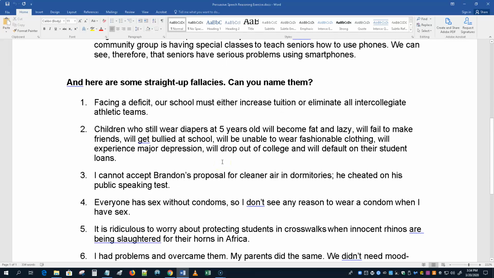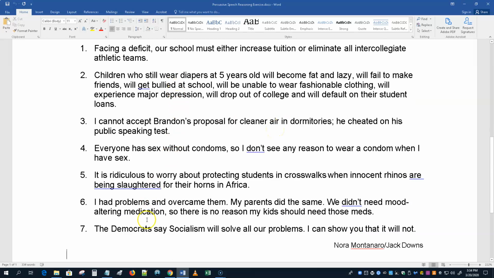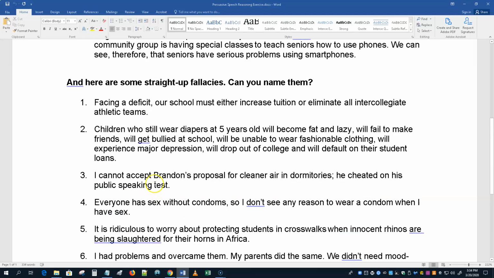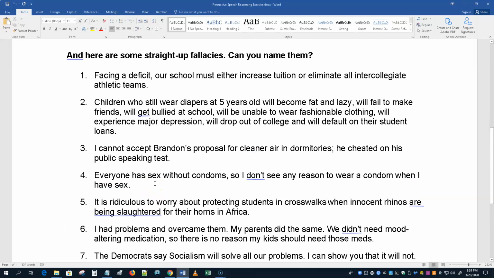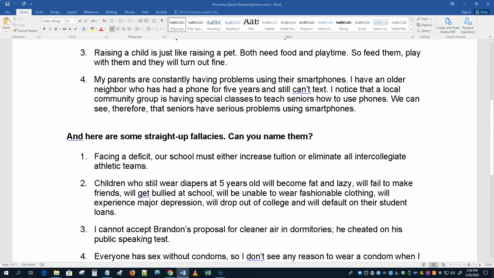And then I had some straight up fallacies. You don't have to name the kind of reasoning being used here. It might be hard to work out anyway, but you can just list what reasoning fallacy is being committed in these examples, 1 through 7. And then just save that and stick it in the Dropbox.